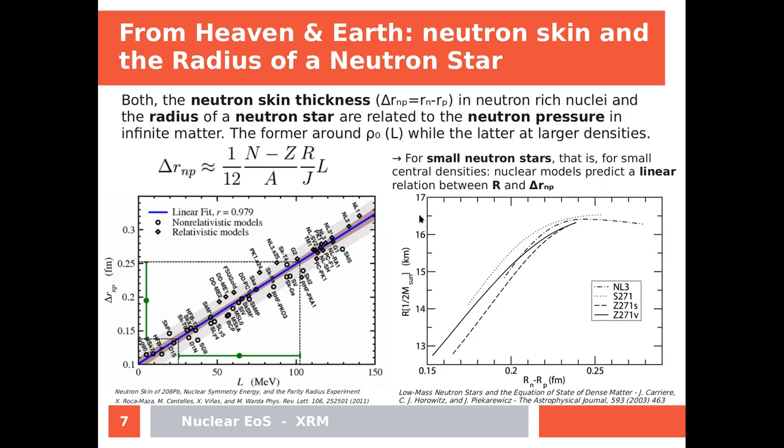Here, I'm not showing the radius of a light neutron star as a function of L, but as a function of the neutron skin in lead, which, as you see from the left-hand side picture, is like talking about the same thing. So you see that different models predict that the larger the neutron pressure at nuclear saturation density, the larger the radius of a low mass neutron star. This gets blurred for heavier neutron stars because the important densities are higher, and therefore our knowledge of this neutron pressure is less good.